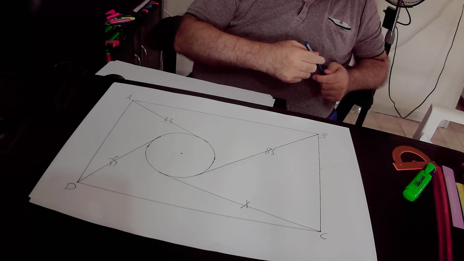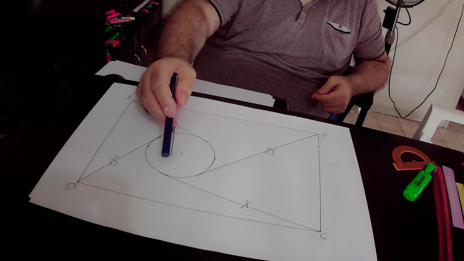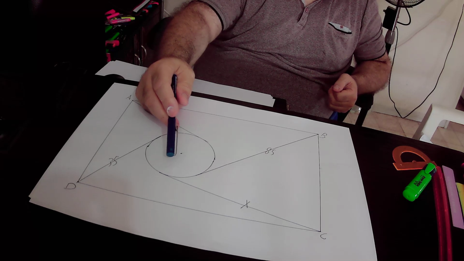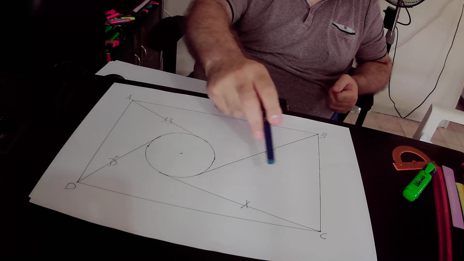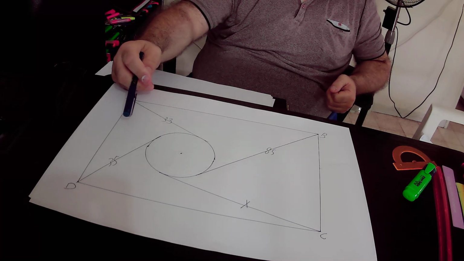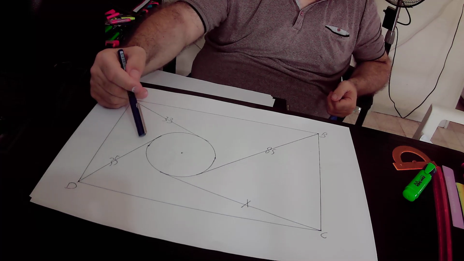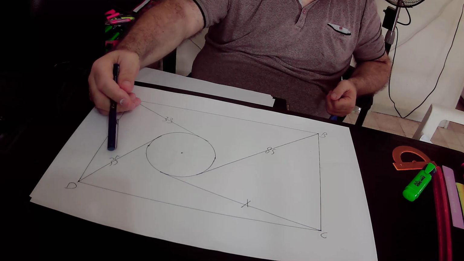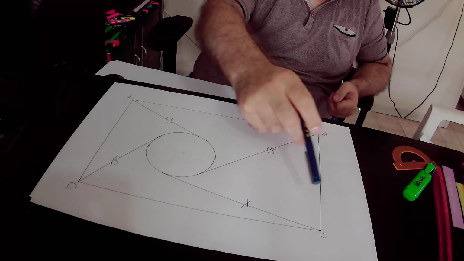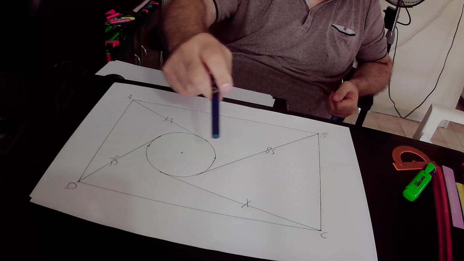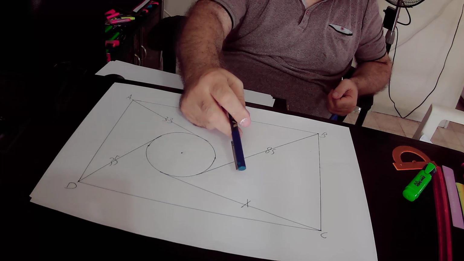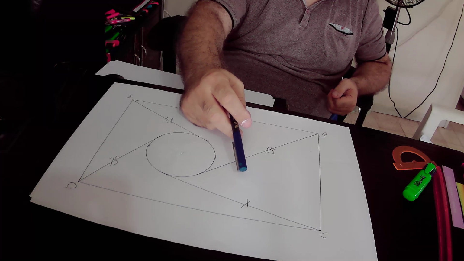And the tangent from point C to this circle, the length of the tangent is unknown. It is equal to x. That is the line segment that we are looking for. And finally, the tangent from point D to this circle is equal to 35 units in its length. And our mission is to find out the length of the tangent from point C to this circle, that is equal to x. So we have to find out the value of x.